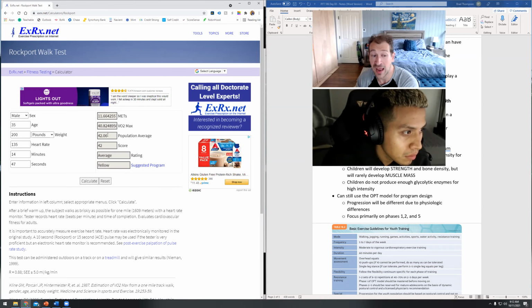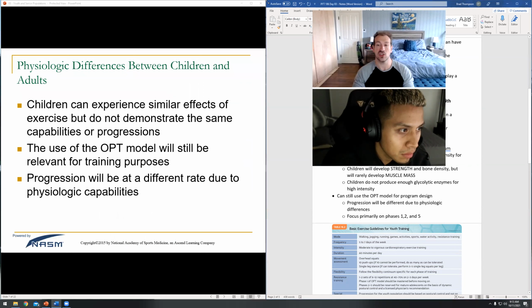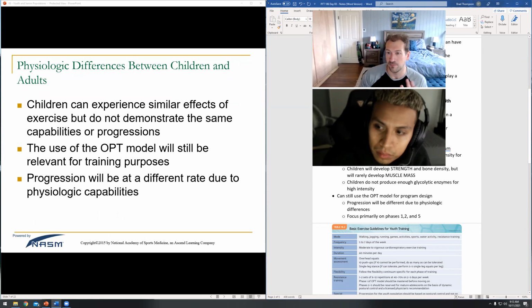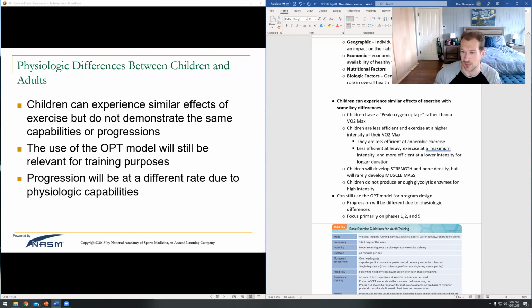Hit calculate. Now they're average. They're consuming 40 units of oxygen, right? Their VO2 max goes up. So your VO2 max is a terrific way to tell how efficient your cardiorespiratory system is.